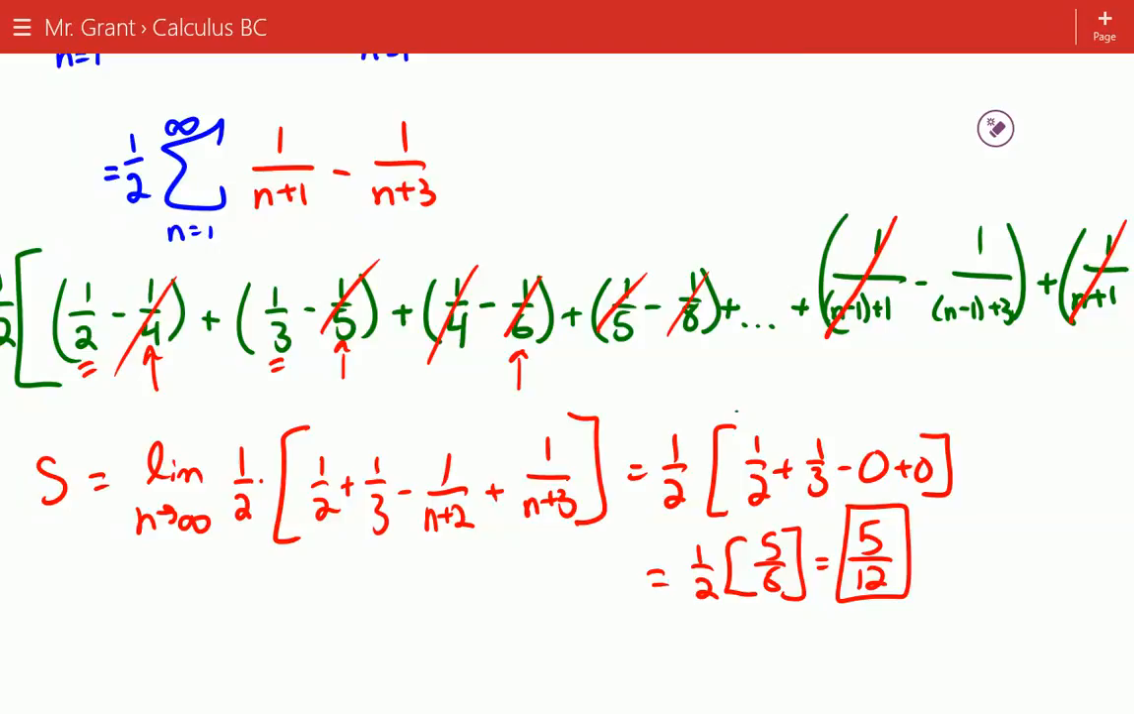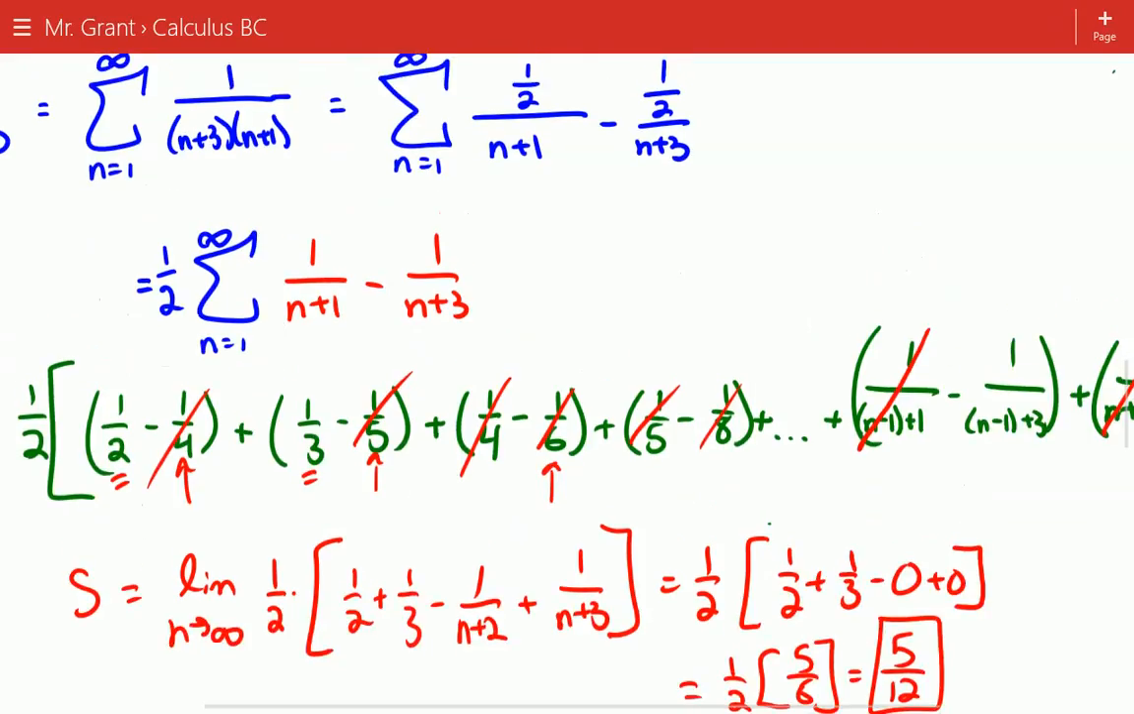All right, moving on. I guess one last point. Notice that for a telescoping series, it doesn't matter what it starts with: n equals 1, n equals 2, n equals 3. As long as you write out your first few terms, you're fine.